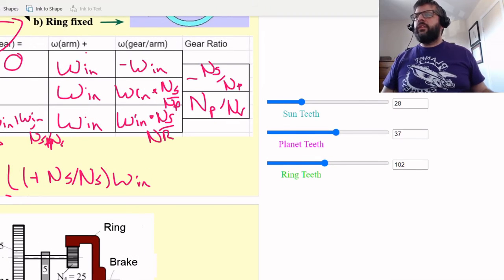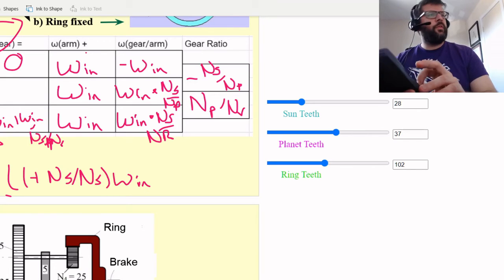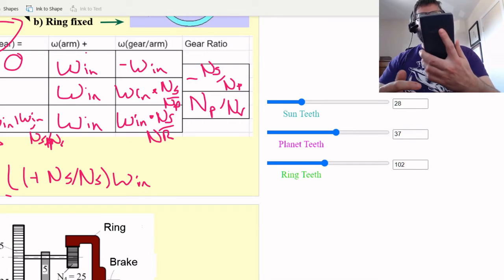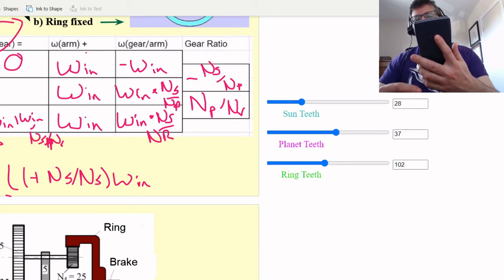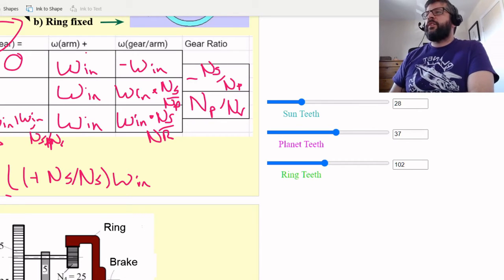Set up our relative teeth numbers here. So we expect the output to be 1 plus NS, number of teeth of the sun, 28, divided by NR, 102, times the rotational speed. I had 1.2745. They rounded up to the 45. So yeah, that matches. Good.